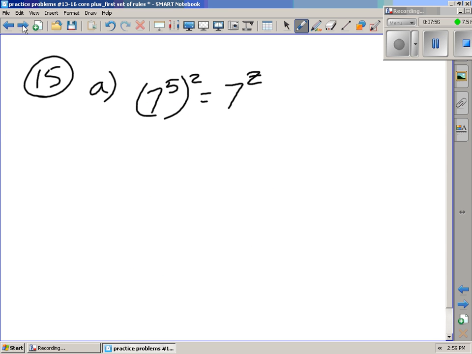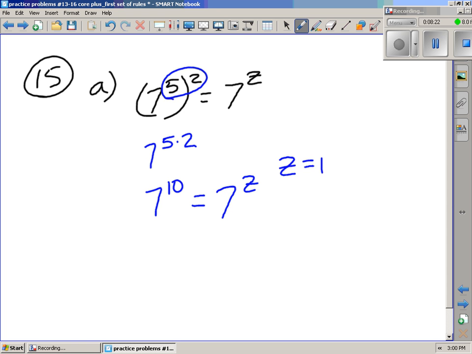And moving on to number 15. In this case, the directions are find values for x, y, and z that will make these equations true statements. Letter A, we're using the rule power to a power, which was rule 2. So we're going to multiply 5 times 2, and we get 7 to the 10th power. So that means that z must equal 10.